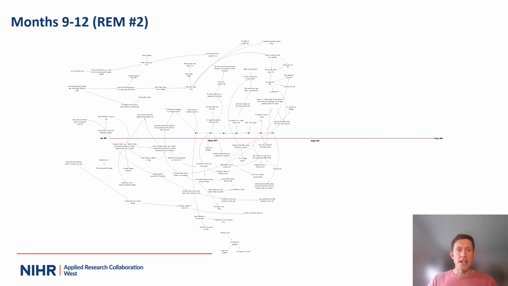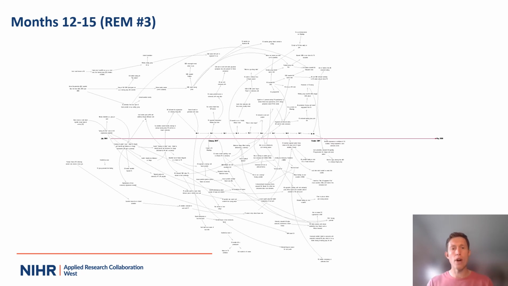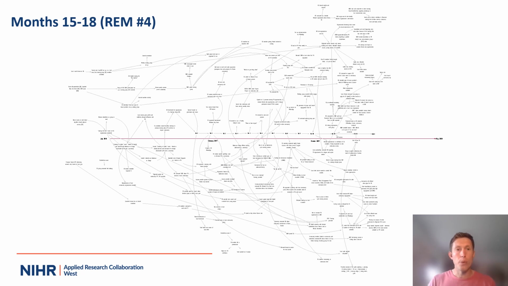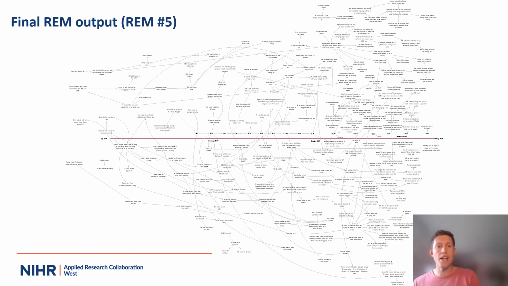We then go on to the second session 3 months later, and the output begins to build and get a little bit wider. We ran the third session 3 months later after that. So we've now got information across 15 months of the project. We keep going further. So the fourth session took us up to 18 months. And then this is the final output. So this was the 5th ripple effect mapping session, taking us all the way through to, I think, 21 months in total.